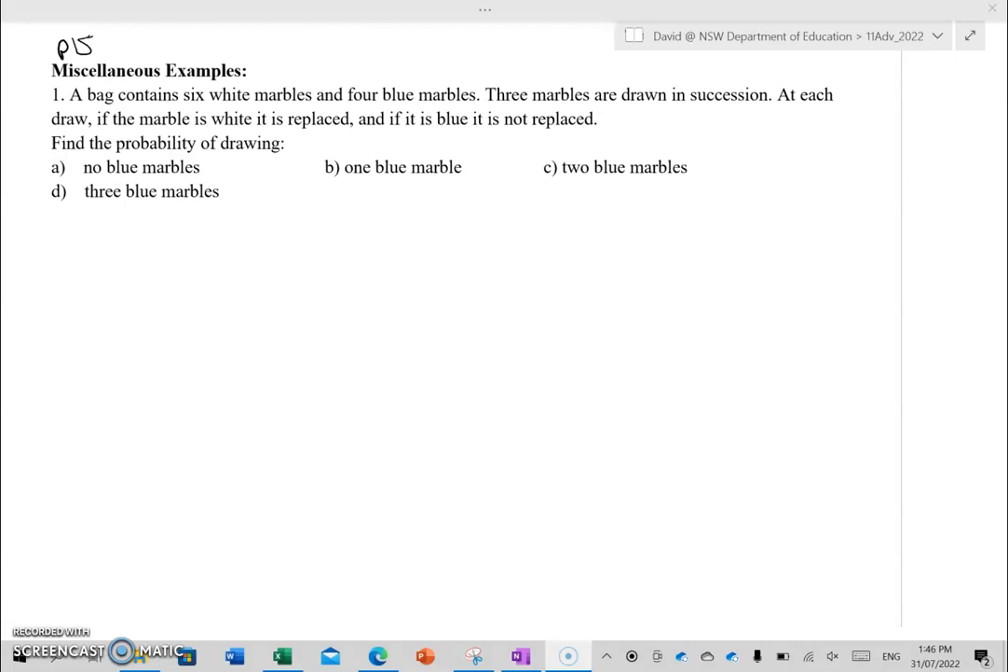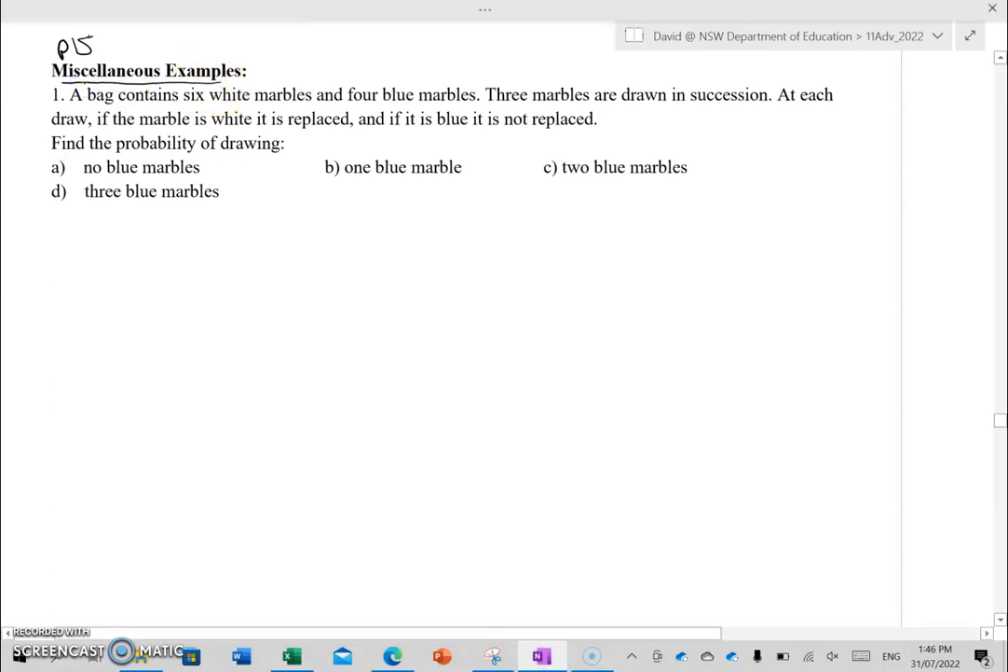Okay, we're on page 15. And on pages 15 and 16, we're going to look at some random examples that are a little bit different, a little bit harder. Okay, so we've got a bag with 6 white and 4 blue.